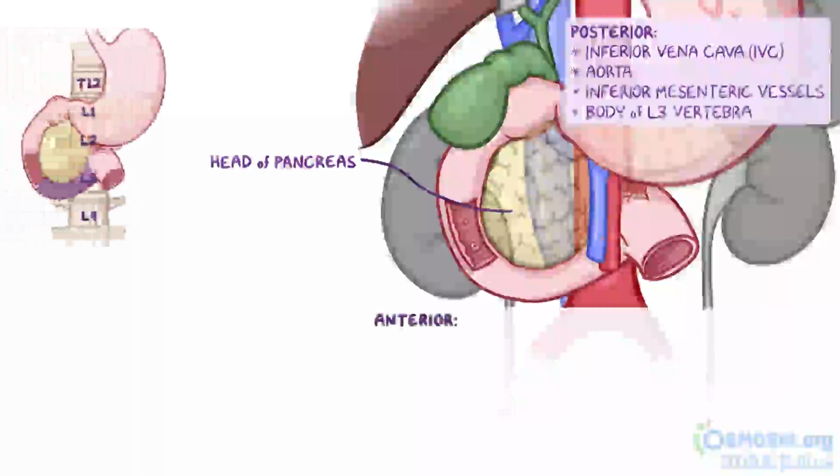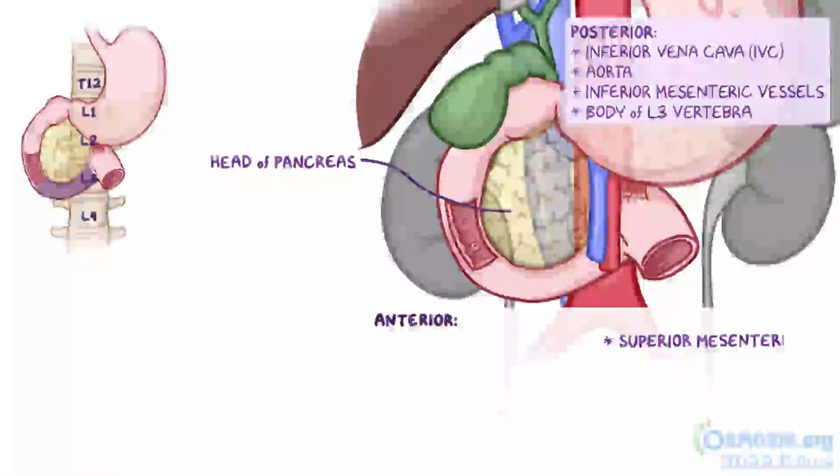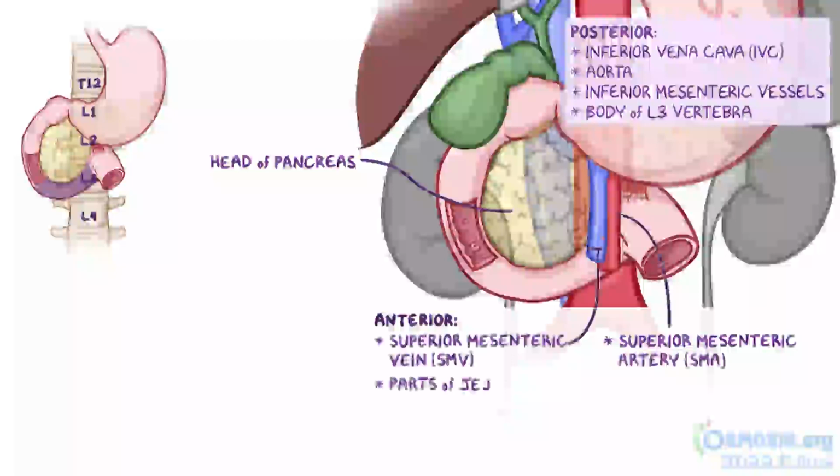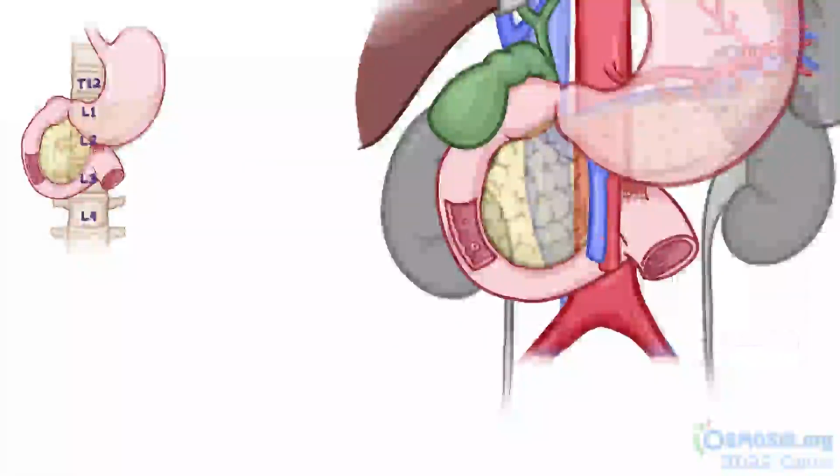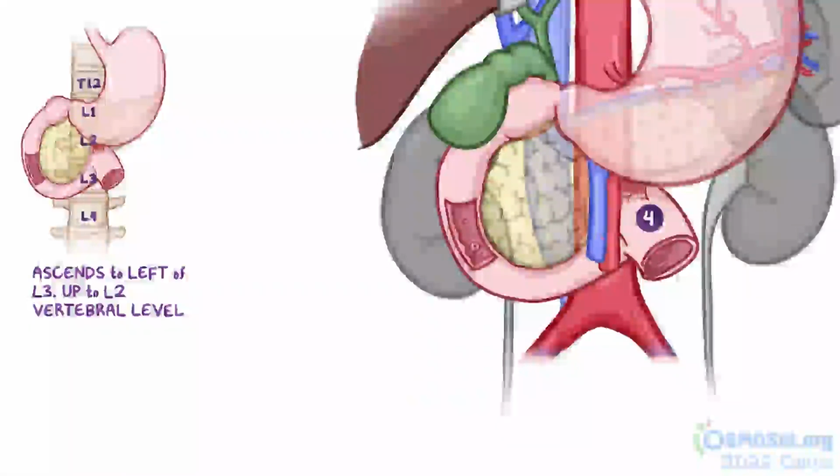Anterior to the inferior part, there are the superior mesenteric artery, or SMA, the superior mesenteric vein, or SMV, and parts of the jejunum. Finally, the duodenum turns upwards and becomes its fourth part, called the ascending part, which ascends to the left of the L3 vertebra and aorta, up to the L2 vertebral level and the inferior border of the pancreas. Medial to the fourth part, there are the SMA, SMV, and uncinate process of the pancreas.